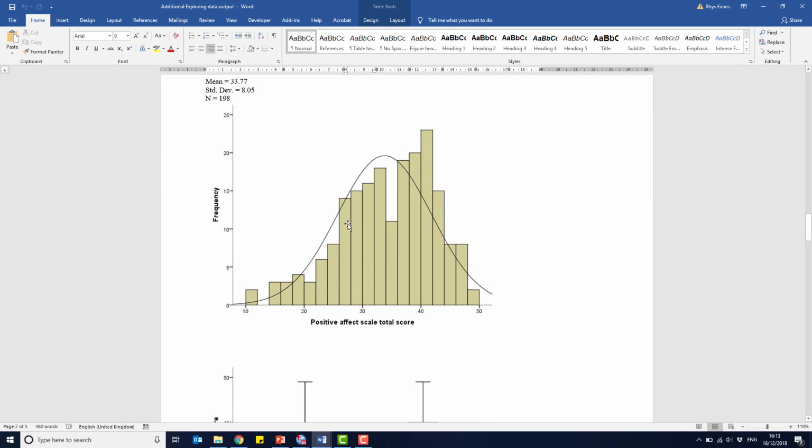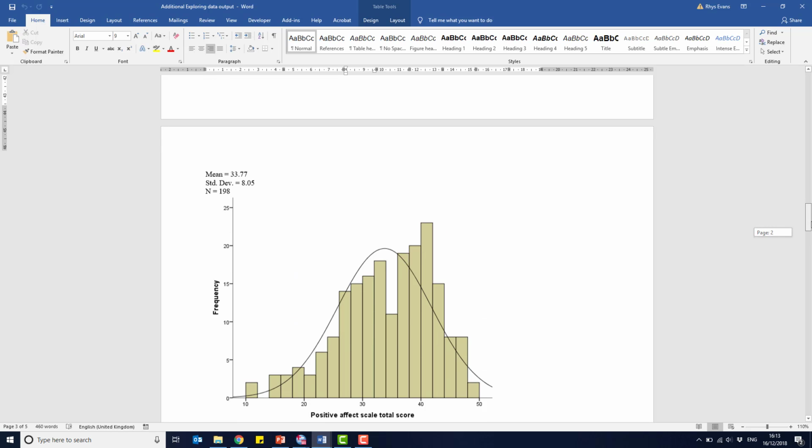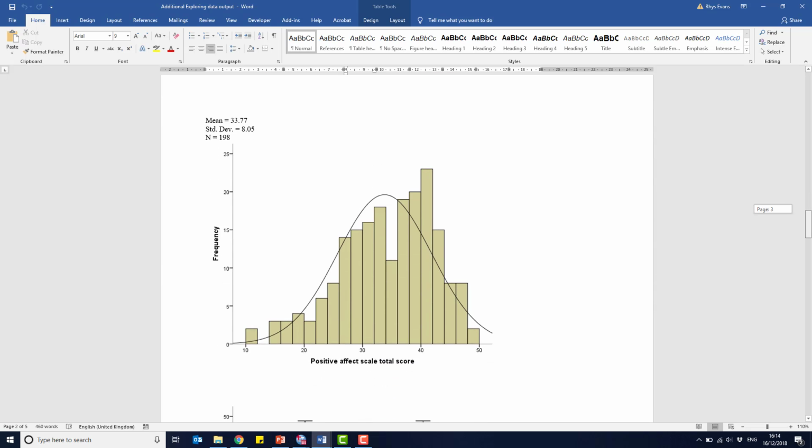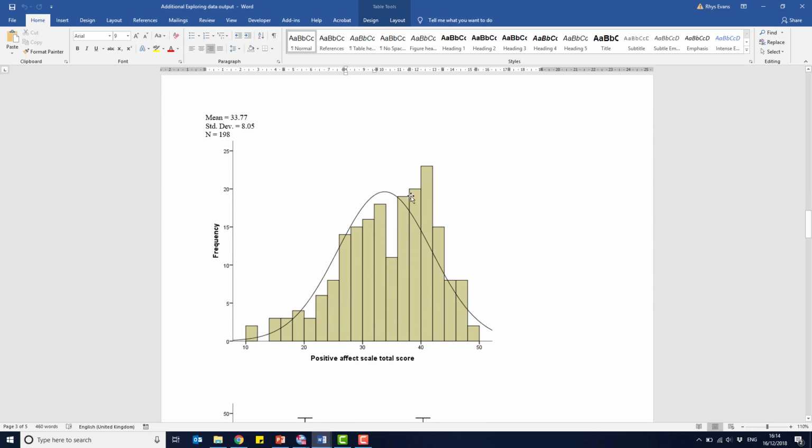For the female distribution, again there's that sort of tail to the left-hand side, as we can see in the male distribution as well. There's a longer tail to the left, and that's negative skew. And there's a peak here. Again, it's not perfectly normal, but it's perhaps not too concerning. This is slightly less normally distributed than the other variable, but it's perhaps not too concerning.